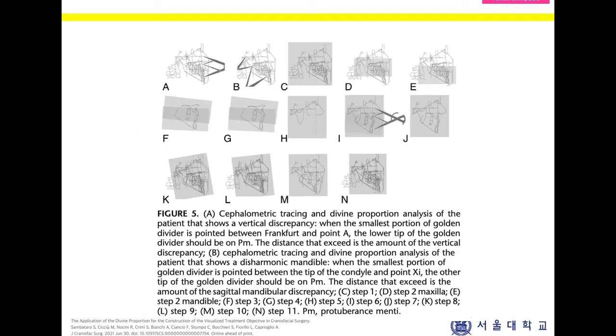The first case is a male, 25 years old, with a severe sagittal and vertical discrepancy, used to show how to predict the movement of both the upper and lower jaw. First of all, perform cephalometric tracing with the points and planes mentioned above, and the divine proportion analysis, or simply use the golden divider, in order to visualize the disharmony.